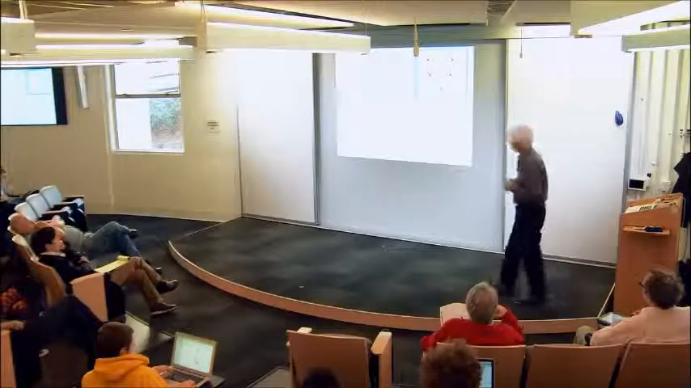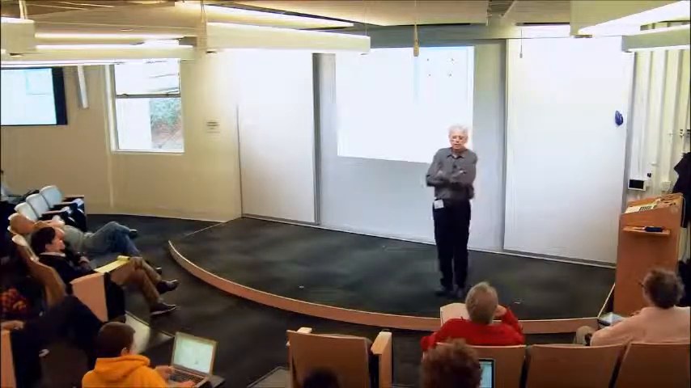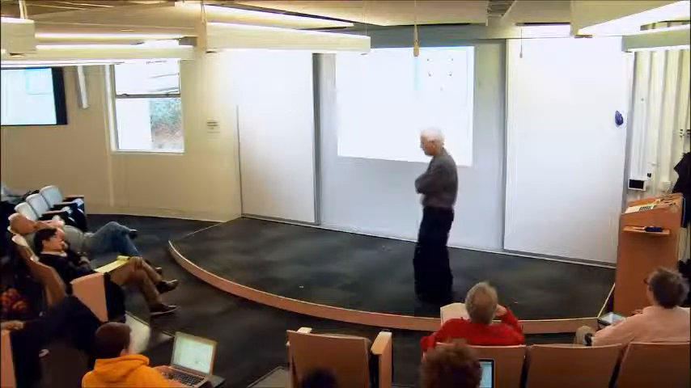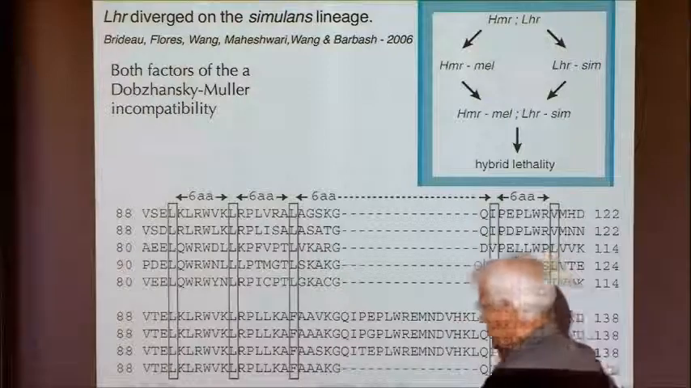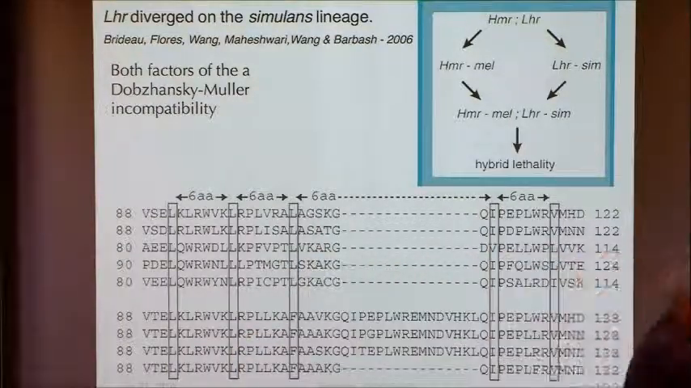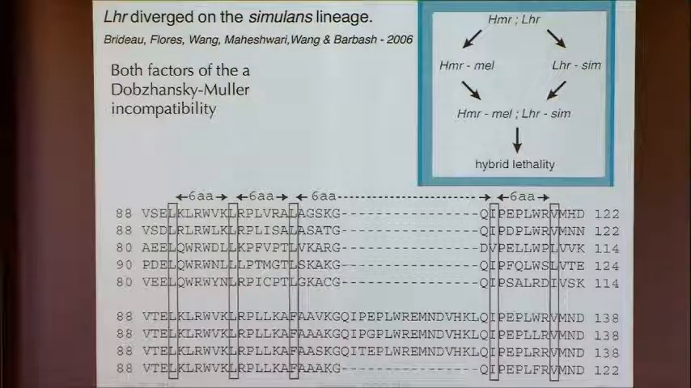Okay, so let me just mention a few things that you may know. Transposable elements can obviously create genomic conflict in the sense that they are very selfish, self-replicating components of the genome, and they compete with the host genome for resources, and they cause mutations when they transpose and replicate.